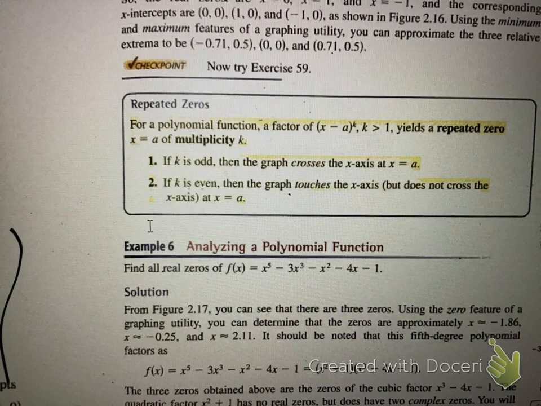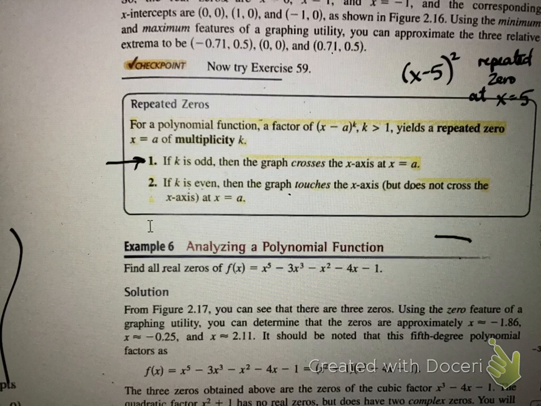Alrighty, example 5. Actually, before we talk example 5, box here where we talk about repeated zeros. For a polynomial function, a factor of x minus a to the k yields a repeated zero, x equals a, of multiplicity k. So that's just saying if you end up with x minus 5, two of them, then you have a repeated 0 at x equals 5. And then what's nice about this, if k is odd, then the graph crosses the x-axis. If it's odd, it crosses the x-axis at x equals a.